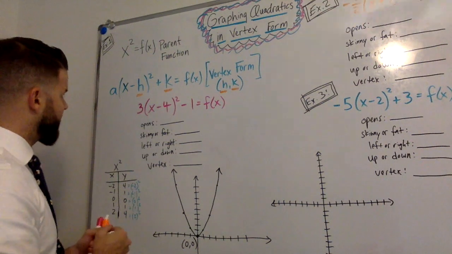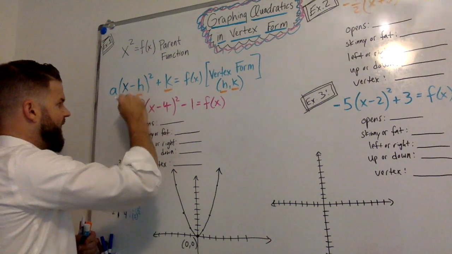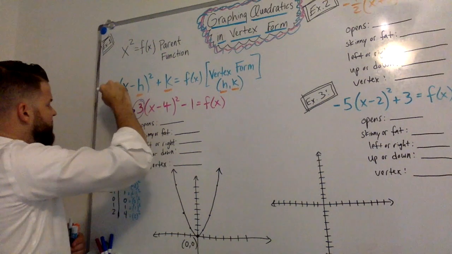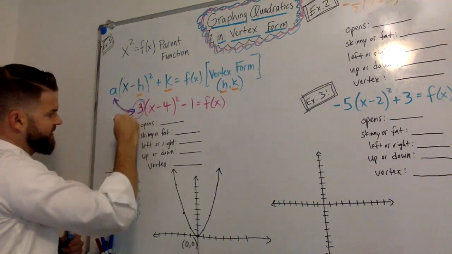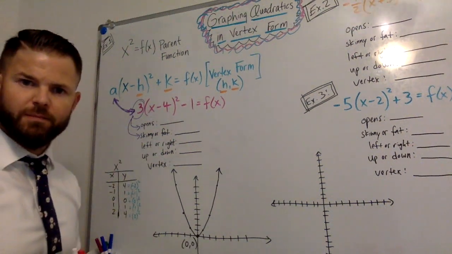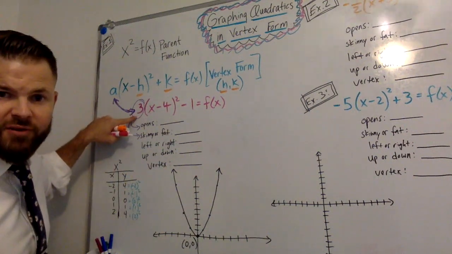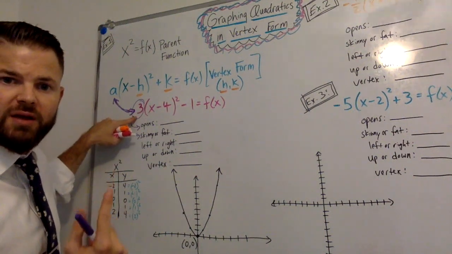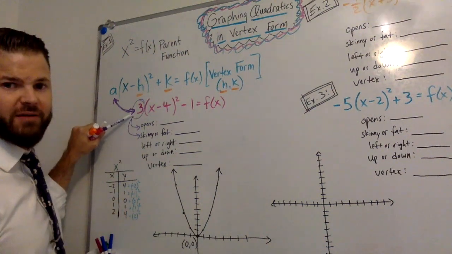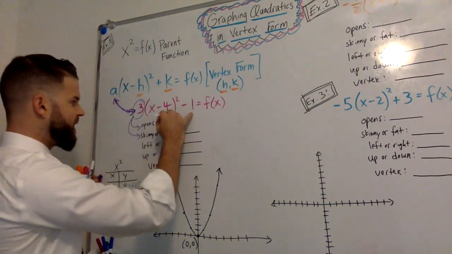So this guy right here, this guy in purple, this little 3, my A value, tells me 2 things. Just by looking at this, I can see if this thing opens up or down and if it's skinny or fat. All right? So I'm going to tell you a little secret. If this guy's positive, he opens up. So in this case, is that a positive or negative? You can say it. It's a positive. So does it open up or down? This guy opens up, right?